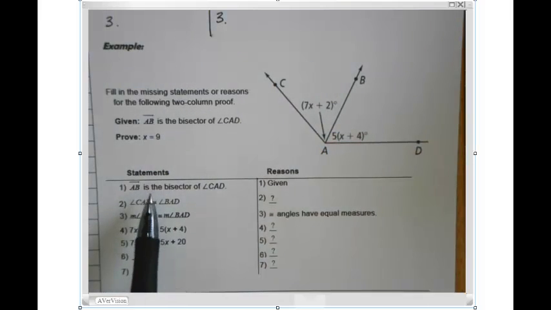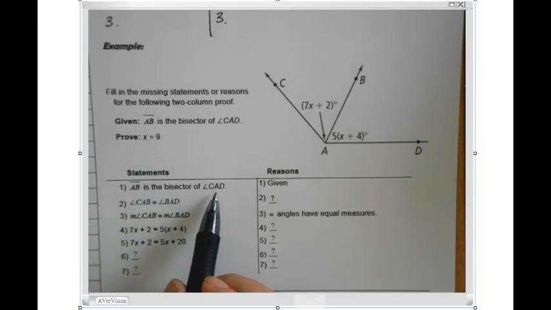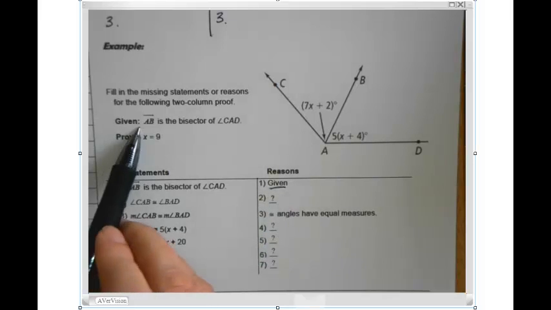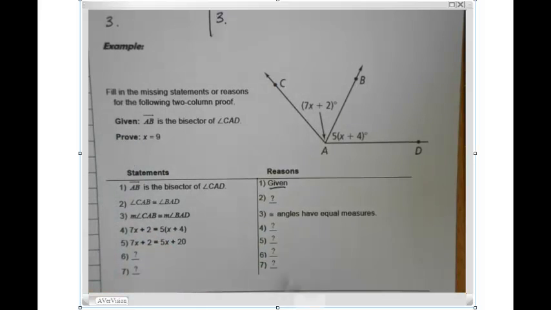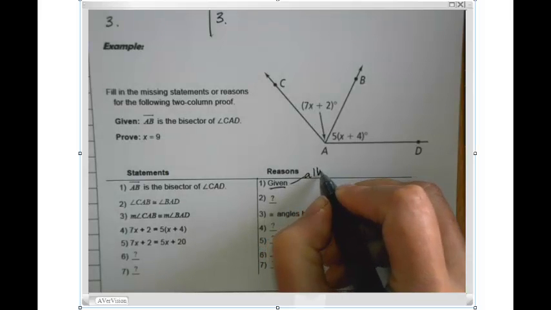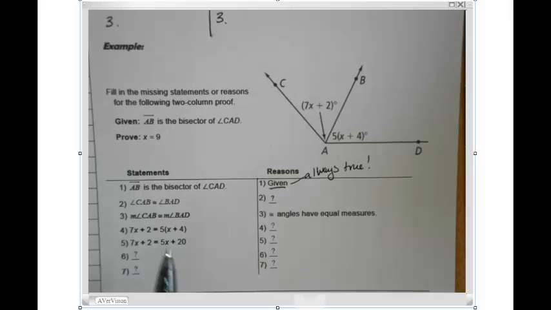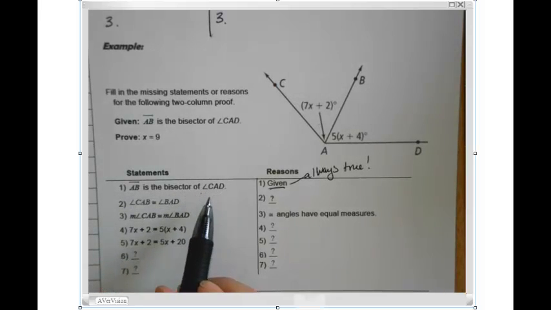So in our columns, we see the statements listed here and the reasons listed here, and some of these are blank, and we're going to be filling these in. First, we read that AB is the bisector of CAD. Well, how do we know that? Our reason for that is just because it was a given statement. That's what we got to start with. The given statement is always a true statement.